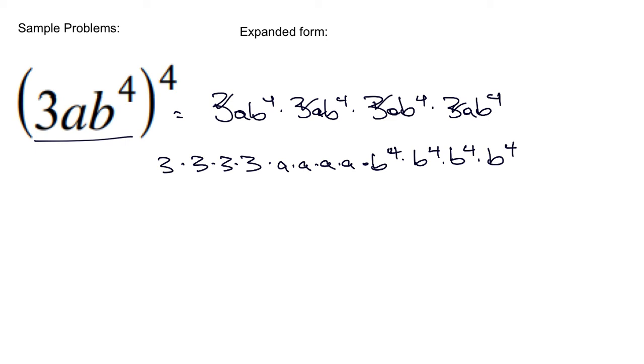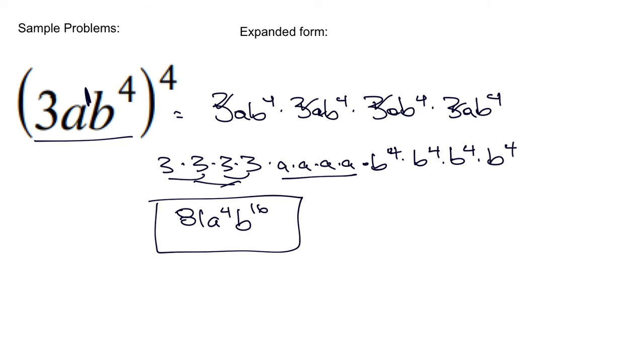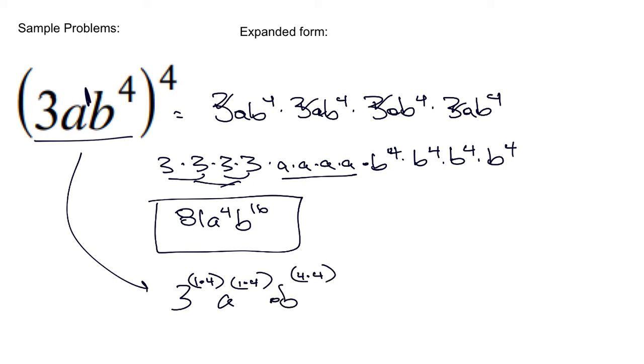So 3 times 3 times 3 times 3, that's going to be 81, right? This is 9, this is 9. 9 times 9 is 81. Then I have a times itself 4 times, it's a to the fourth. B to the fourth times itself 4 times, which is b to the 16th. Again, if you notice, I have a to the 1. So what's happening is I'm really just doing 3 raised to the 1 times 4, times a raised to the 1 times 4, times b raised to the 4 times 4. And that is how I am ending up with 81 times a to the fourth times b to the 16th.